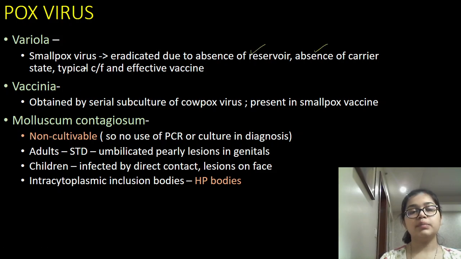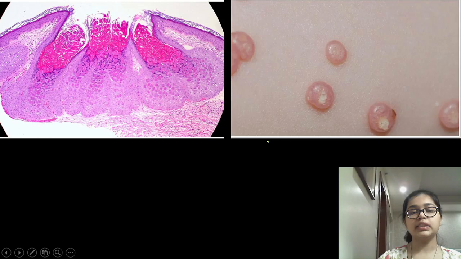HPV or human papillomavirus is also non-cultivable, just like molluscum contagiosum. It infects squamous epithelium, producing vacuoles and leading to typical cells known as koilocytes. The proteins are early ones like E6 inactivating P53, E7 inactivating retinoblastoma. These are both tumor suppressor genes, so it leads to uncontrolled proliferation, leading to wart formation.